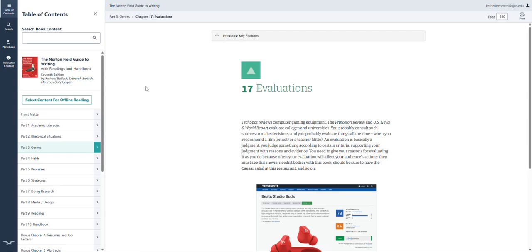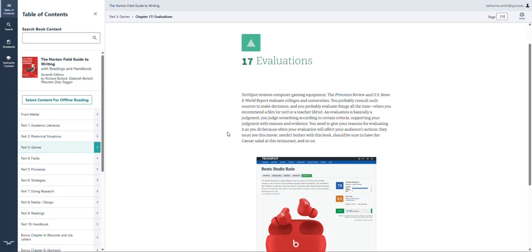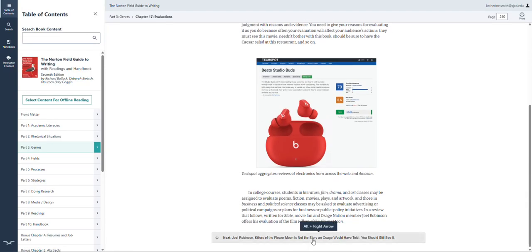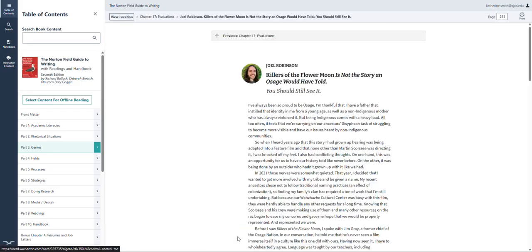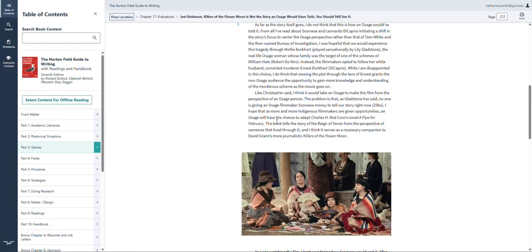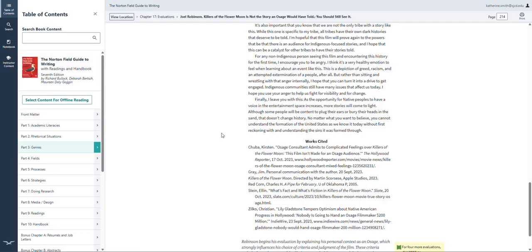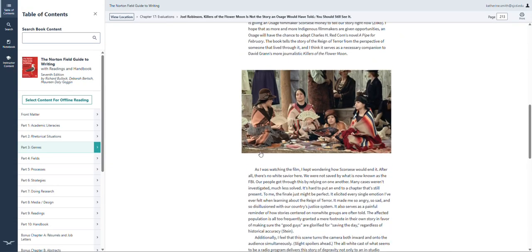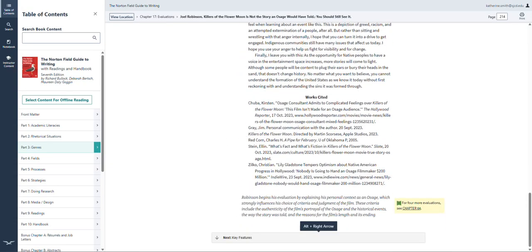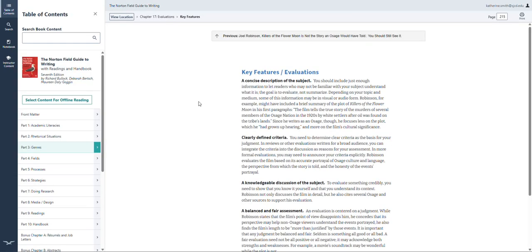Just going to click on chapter 17, and it's actually fairly interesting. It's all about how to write evaluations and the different types of evaluations. They do give you an example of an evaluation here in the Killers of the Flower Moon. I want to say it's basically like a movie review, and it's actually kind of interesting. I want you to read through it. You don't have to really answer any questions about it, but it gives a good idea of what an evaluation is. And then after that is the key features of evaluations.